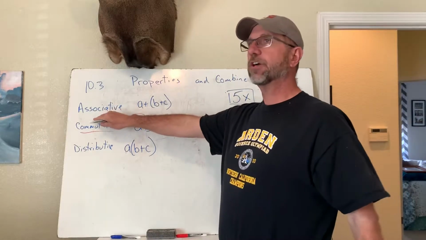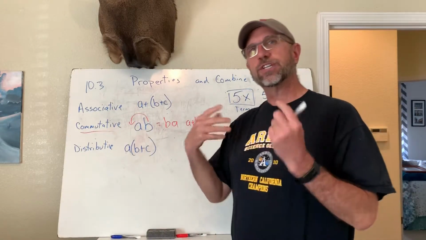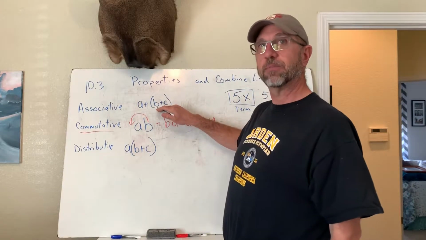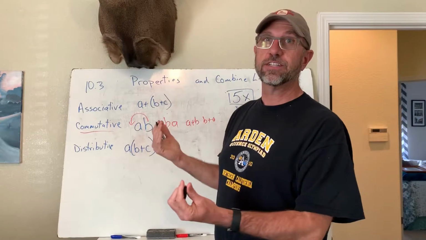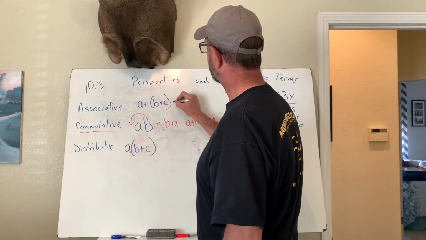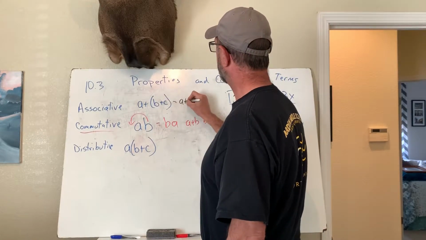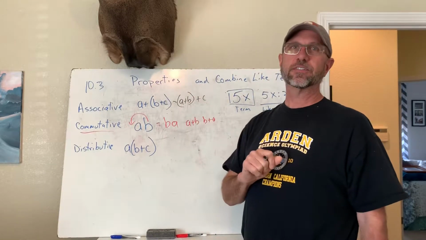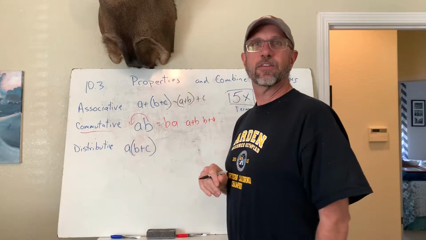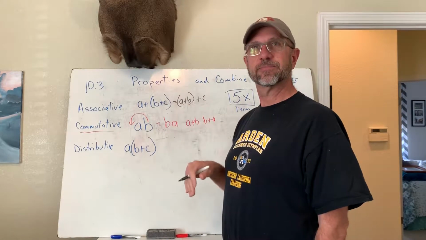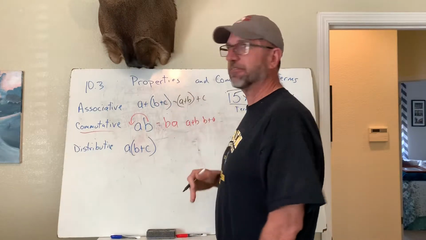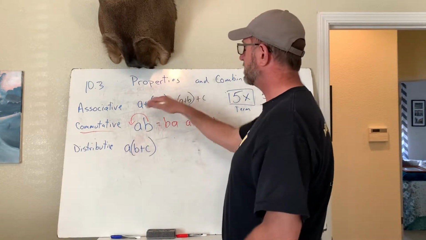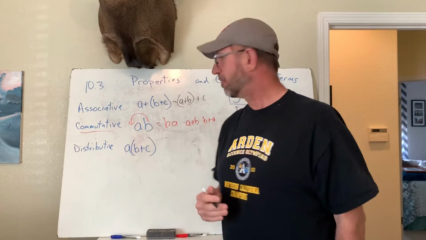If we look at the associative property, it means we're going to change the associations. So here we have A plus B plus C. If we want to change the associations, we could say A plus (B plus C). So now B and C are associated and A is left out in the cold without a friend. We can change the associations like that and it doesn't change the problem.